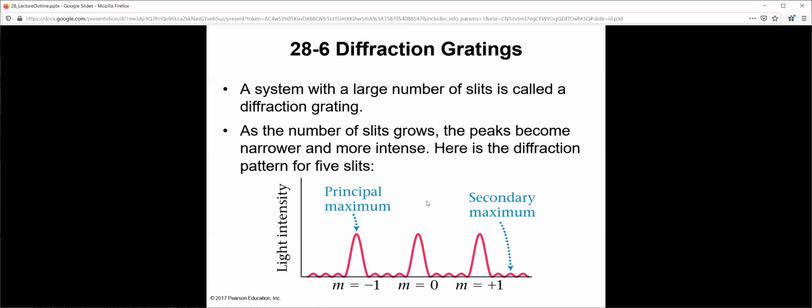Lastly, let's cover diffraction gratings. A diffraction grating is a system with a large number of slits that do essentially what we've done previously. As the number of slits grows, the peaks become narrower and more intense. Here you can see a diffraction pattern with 5 slits, where you have maximums and minimums shown way off in the distance, and that separation is increasing.